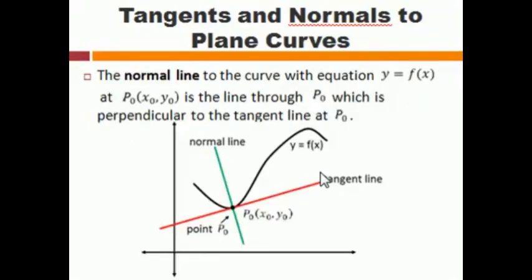In this example, the normal line to the curve with equation y equal f of x. So you have the tangent line, the red line, and the normal line, the green line, at point P sub 0, x sub 0, y sub 0. It is the line through P sub 0 which is perpendicular to the tangent line at P sub 0. So this is the point of P sub 0.